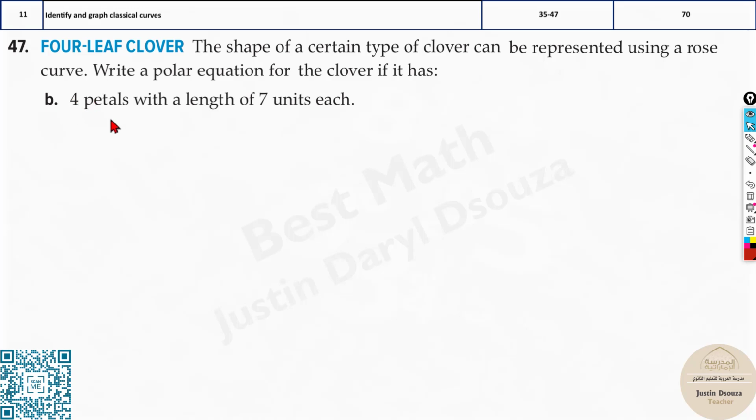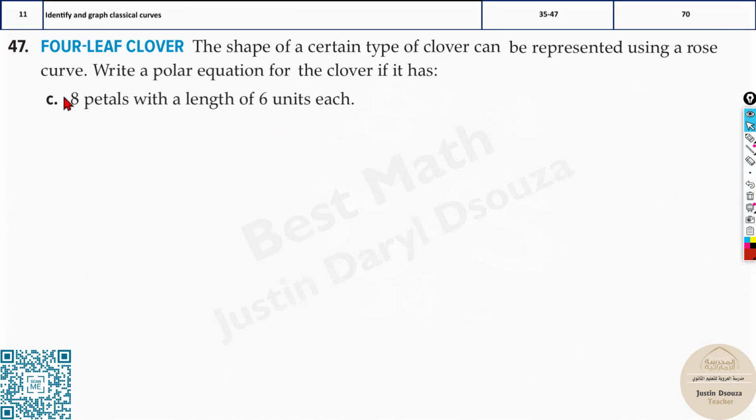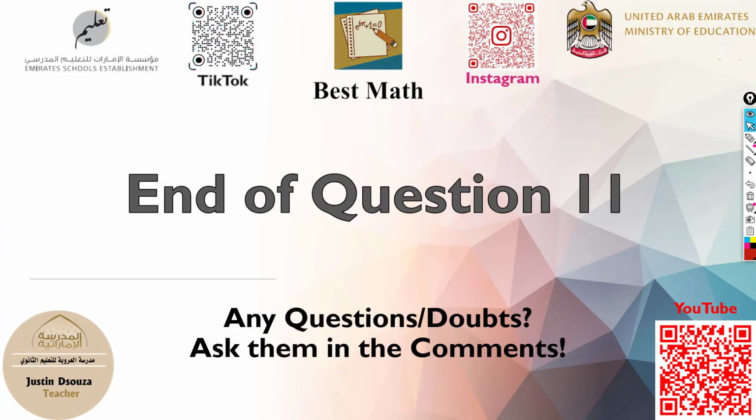So n value will be half of it. 2 theta will be the answer. See, it's 2 theta. Why? Because petals will be half of this. And then this length doesn't change. It'll be just 7. Now if it's 8 petals, again it'll be 4 theta. Half of 8 is 4 theta, and 6 cos and 6 sin because the length is 6. That is the end of question 11. Just remember the special type of curves. Understand what is rose, what is lemniscate, what are circles. Then you can easily figure out the correct answer.